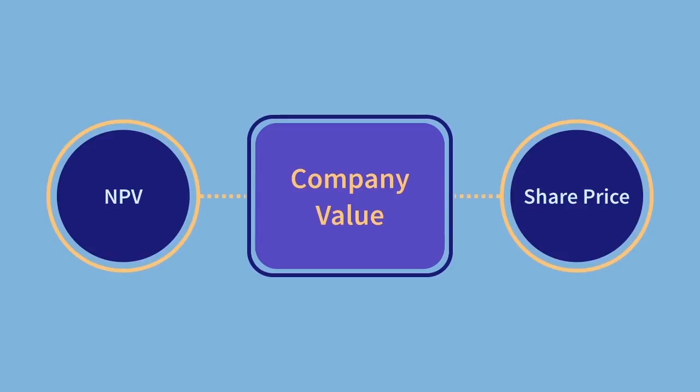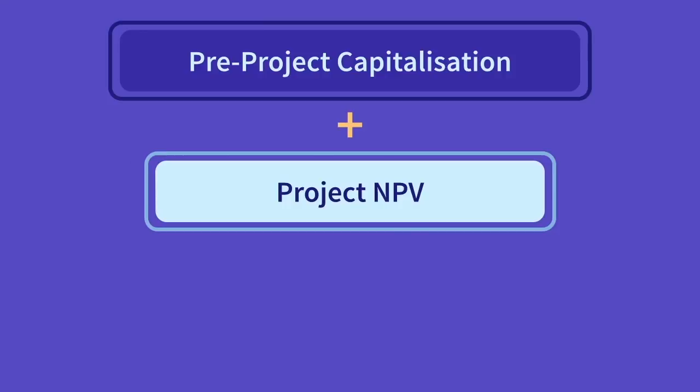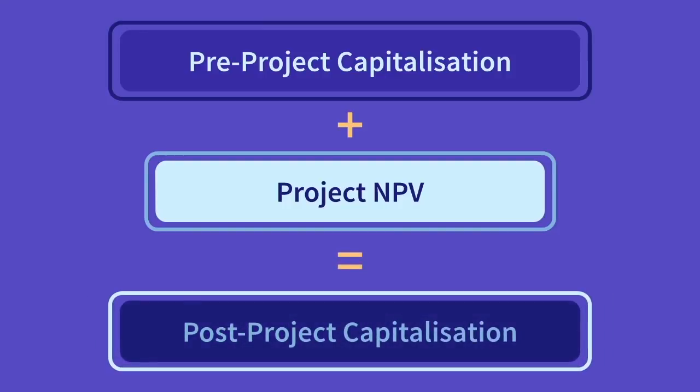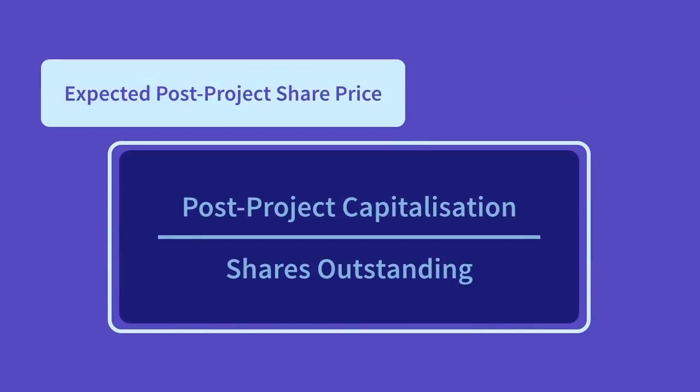All we need to do is take the company's capitalization prior to the project, add the NPV of the project, and we end up with the capitalization after the project. We can simply then divide that figure by the number of outstanding shares, and we have the expected future share price.